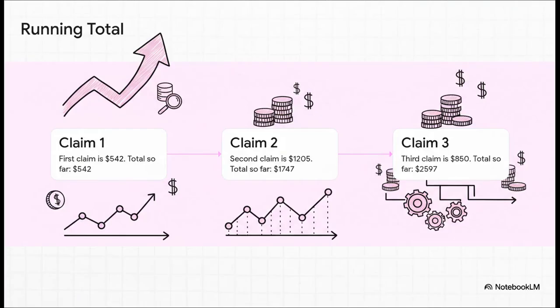A classic example of this is creating a running total. Let's say you want to track your company's total claim payouts over time. A window function goes row by row.